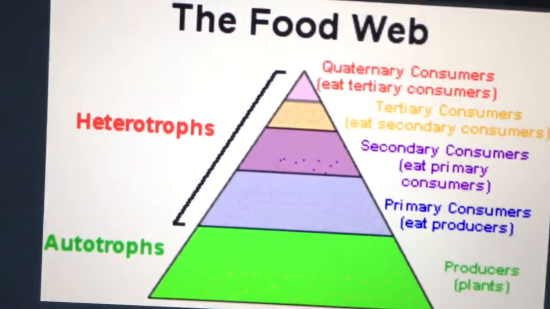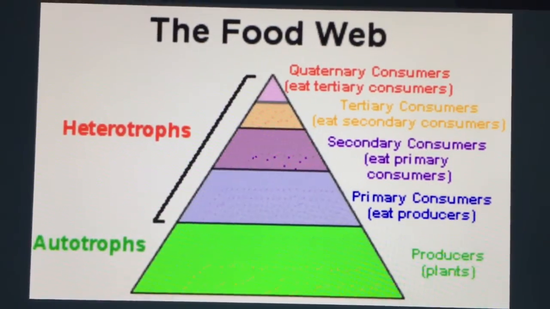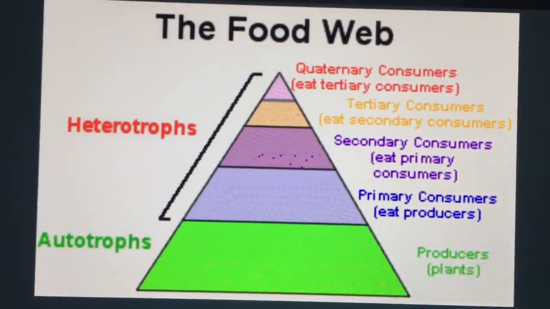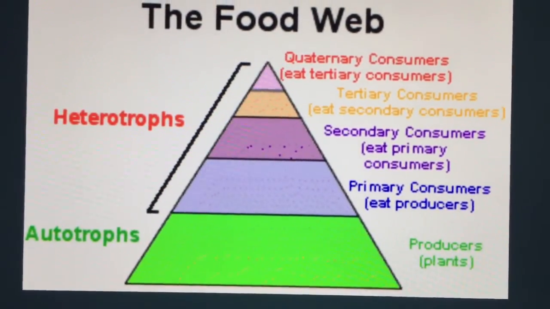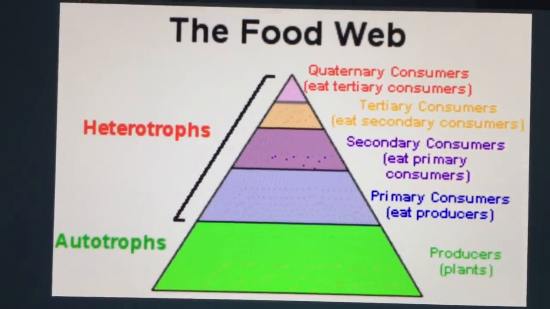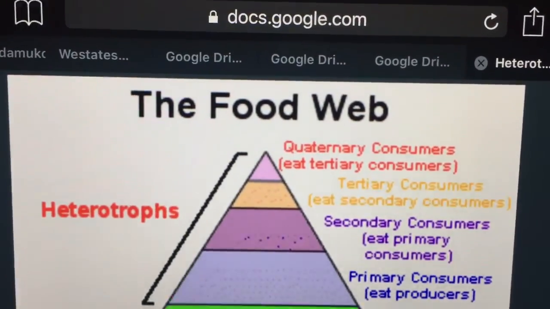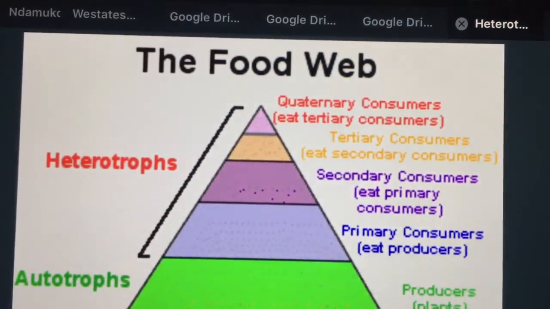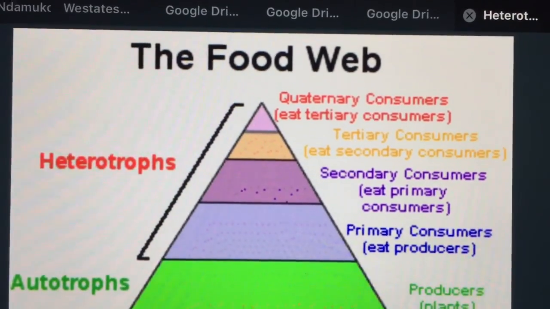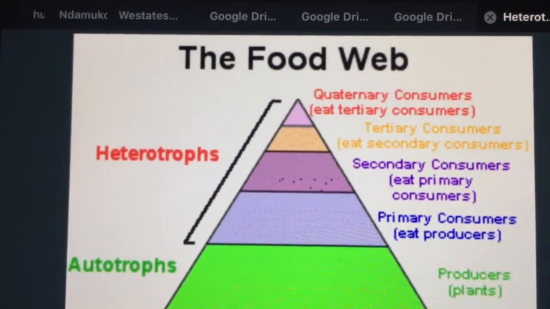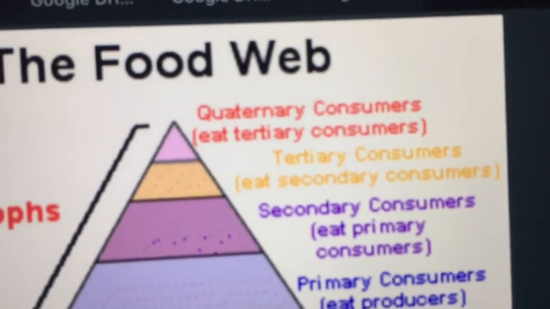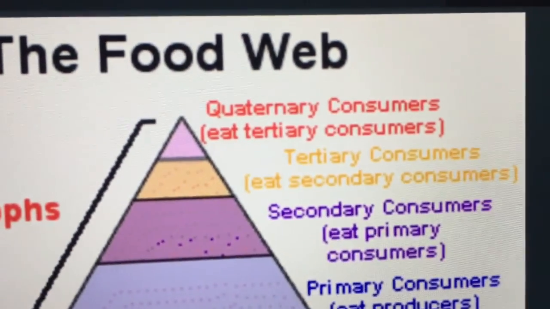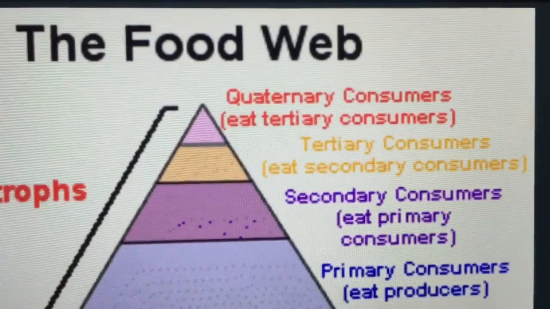Okay, so then on top of that, we have secondary consumers. Secondary consumers are animals that eat plants. And then on top of that, there's tertiary consumers. These are organisms that eat the animals that ate the plants. And then on top of that, there is quaternary consumers, also known as animals that are like primary predators and they don't have any enemies.